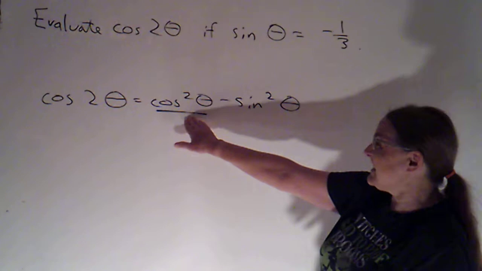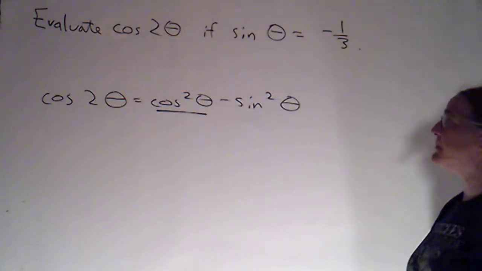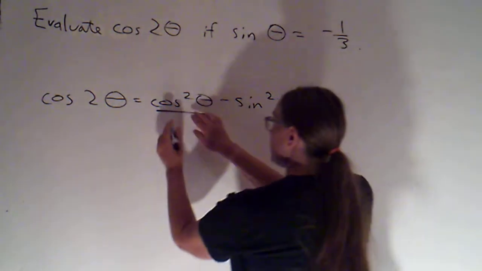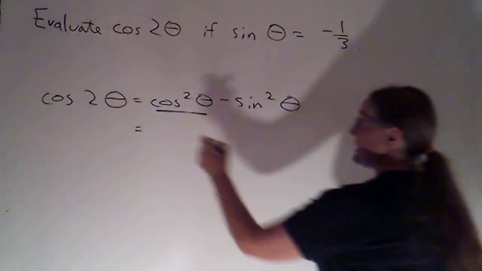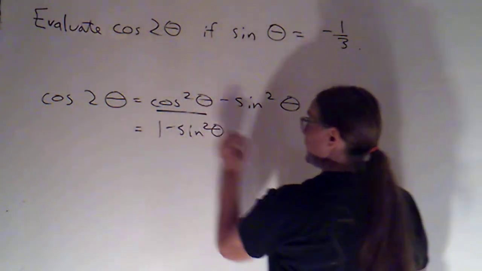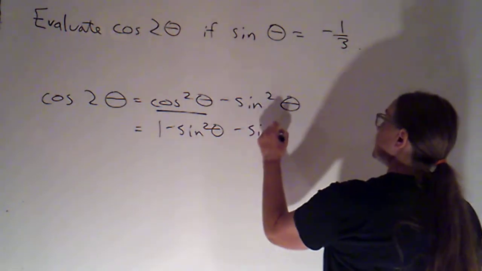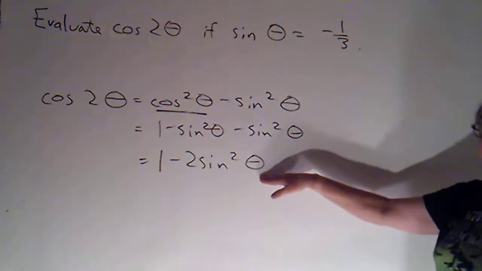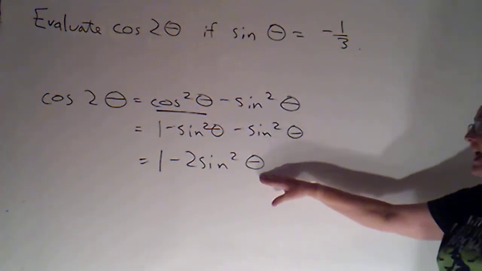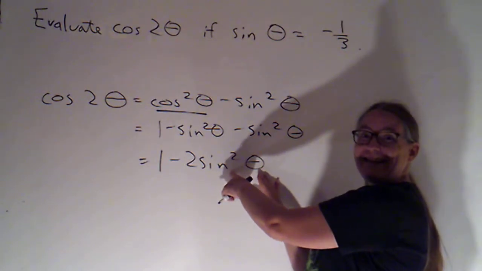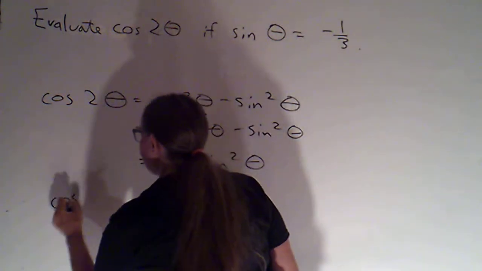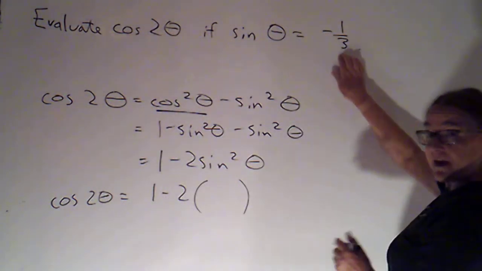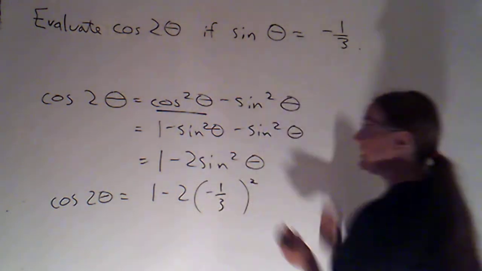But all I need is cosine squared, and I could get that using the Pythagorean identity. However, I think it's going to be a lot simpler to just replace this using the Pythagorean identity with 1 minus sine squared theta. Then I'm still subtracting this version of sine squared theta. And so we've got 1 minus 2 sine squared theta. That's another version of our double angle formula, and that one only requires that I know what sine of theta is. So I'm going to say cosine of 2 theta is 1 minus 2 copies of sine of theta we were given, negative 1/3, squared.